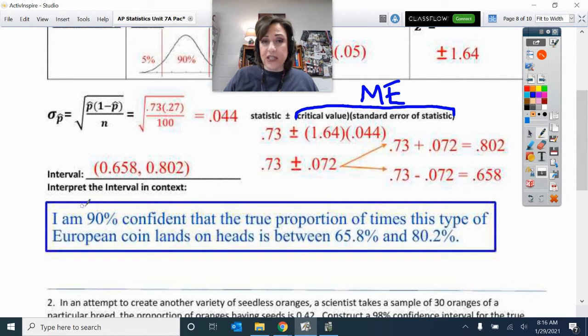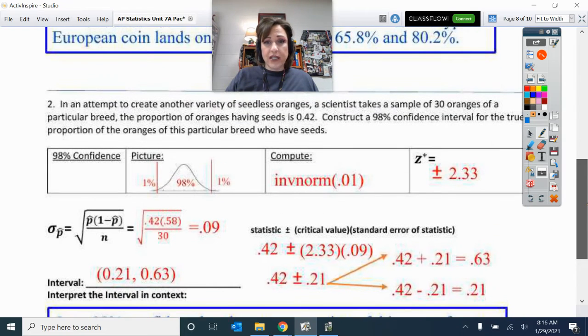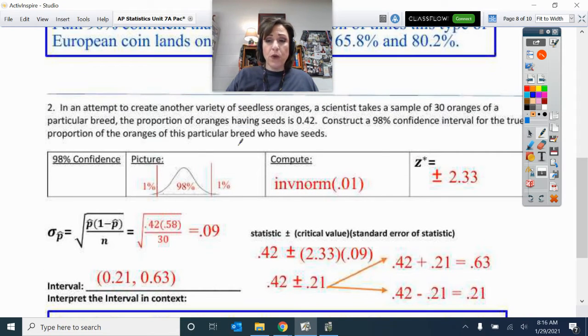So I am 90% confident that the true proportion of times that this type of European coin lands on heads is between 65.8% and 80.2%. Okay? So here we were trying to do a seedless orange. We were asked to be 98% confident. That puts 1% in each tail. So inverse norm. So you need to find the critical value.